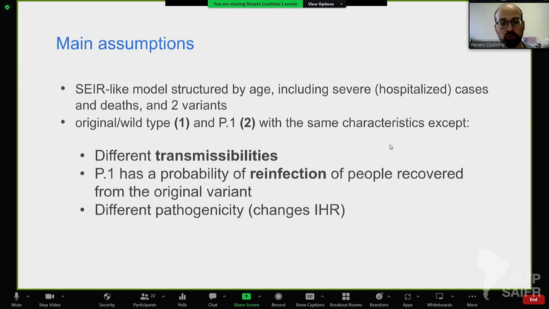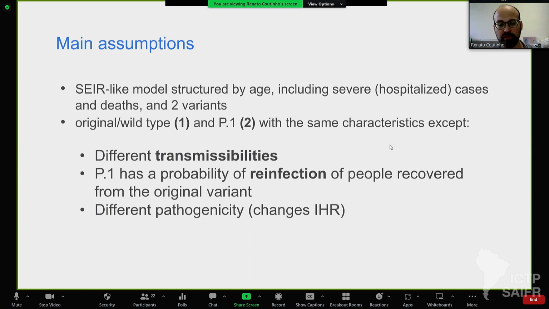And what is the difference of the new variant with respect to the original one, right? We assume that it's pretty much the same in terms of, I don't know, incubation time, recovery times, and so on. But then it can have different transmissibility and probability of reinfection for people recovered from the original variant. And it can also change this IHR. I'll use this term, right?